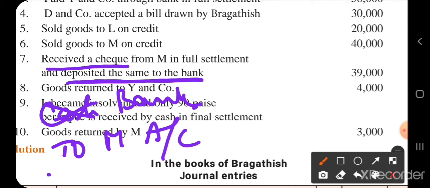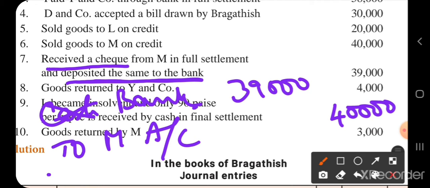Actually, how much do they have to receive? They have received 39,000 in the bank. Actually, they are supposed to receive 40,000. So the difference of 1,000 is the discount allowed. When you allow discount, it is a loss, so you debit.